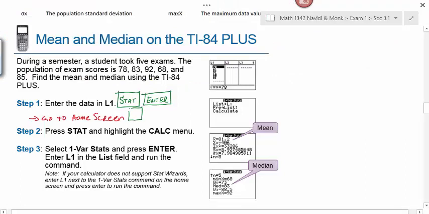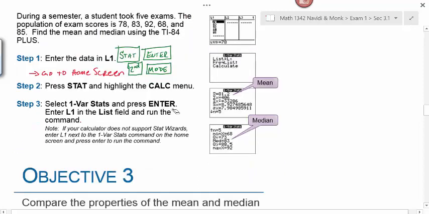How you go to the home screen is we hit second mode. Then you can hit Stat Calc and one variable stats. When you do this step, if you only see one variable stats on your home screen, remember you're going to have to follow it up with the list number and then hit enter.